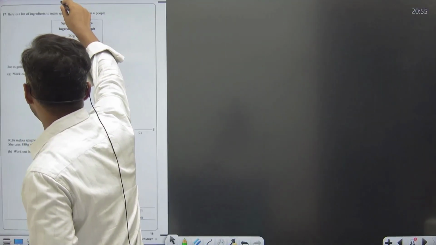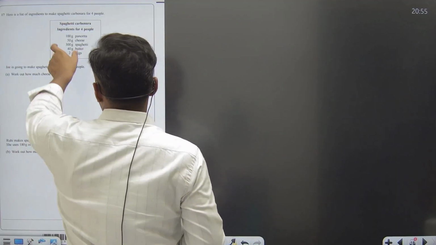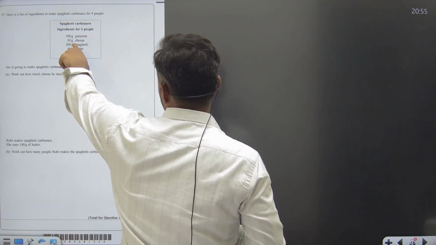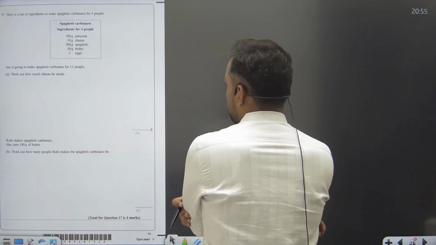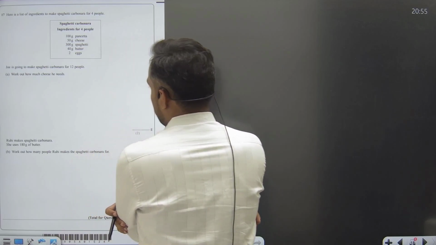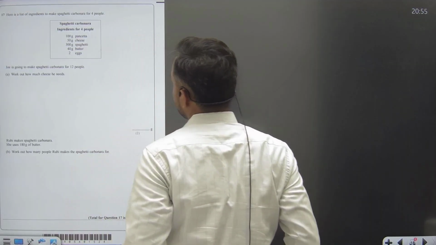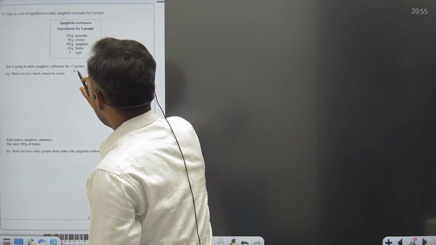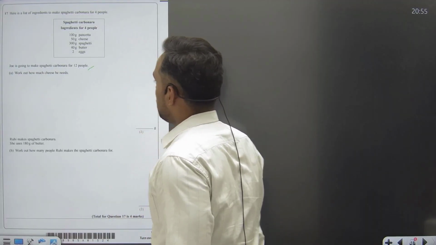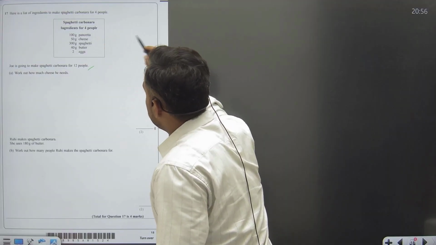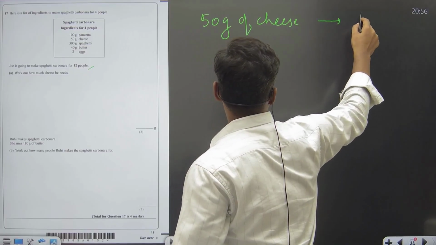Now next, here is a list of ingredients to make spaghetti carbonara for 4 people. Ingredients for 4 people are 100 gram pancetta, 50 gram cheese, 300 gram spaghetti, 40 gram butter and 2 eggs. Joe is going to make spaghetti carbonara for 12 people. Work out how much cheese he needs for 12 people. Okay, Joe is making for 12 people. So for 4 people, 50 gram of cheese is required.